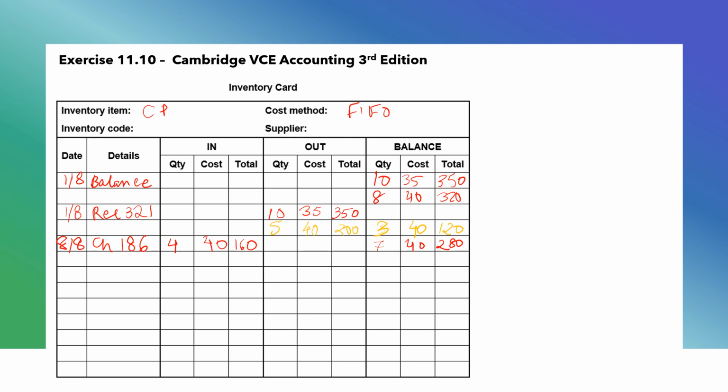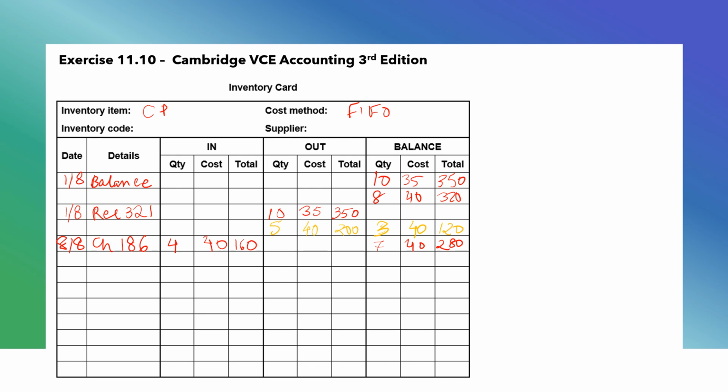total of 280. So to get to this total, simply multiply the quantity with the cost, and that should give you the total. So far, till 8th of August, we've still got the same single line of inventory coming in and out of the business. So what's left off anyway.